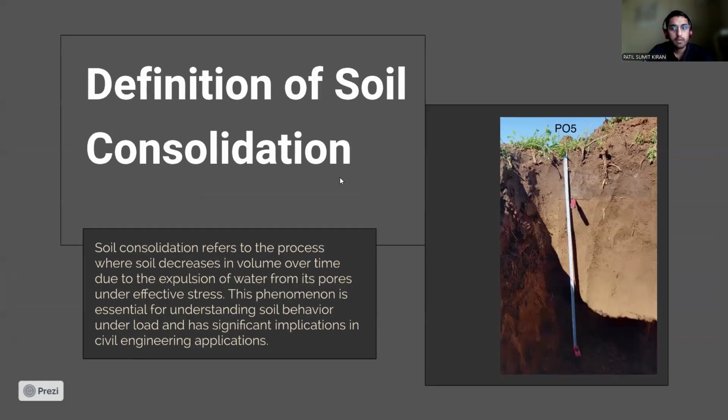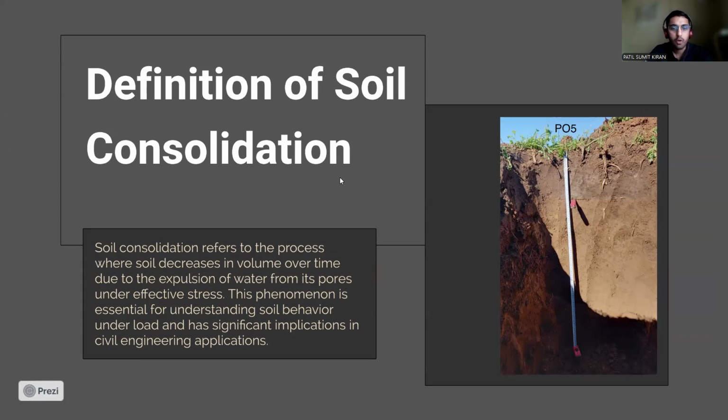First is the definition of consolidation. Soil consolidation refers to the process where soil decreases its volume over time. The decrease in volume is because of two phenomena: the removal of air voids and the removal of water. So in the consolidation process, we are considering the removal of water from its pores. Every soil has moisture content in it, and when we start the process of consolidation, we remove the water from that soil by applying effective stresses.